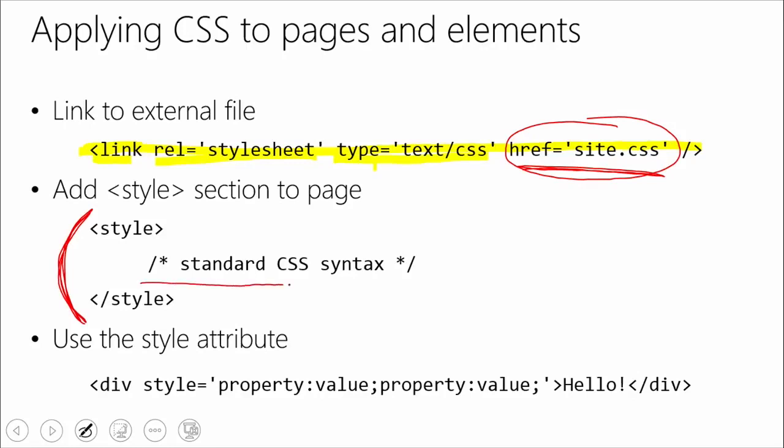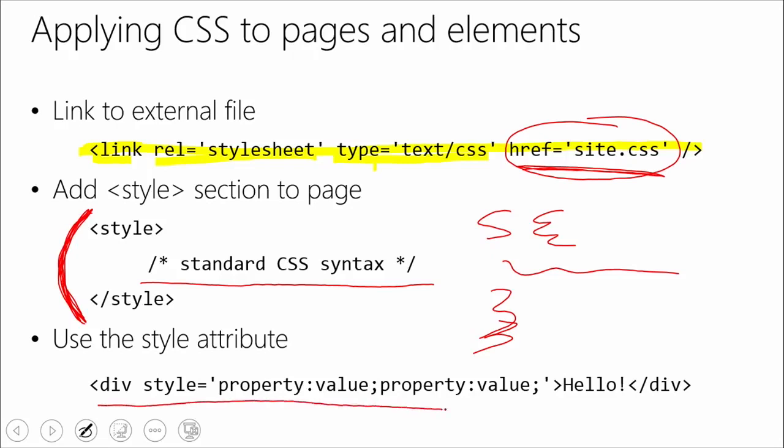And it's going to be that standard CSS syntax that we saw before, where I've got my selector, curly brace, and then the individual values inside of there. So just put that right there into the page. And then finally, last but not least, if you want, you can also put style directly onto an element. And that's simply going to have those property value pairs right inside of there.